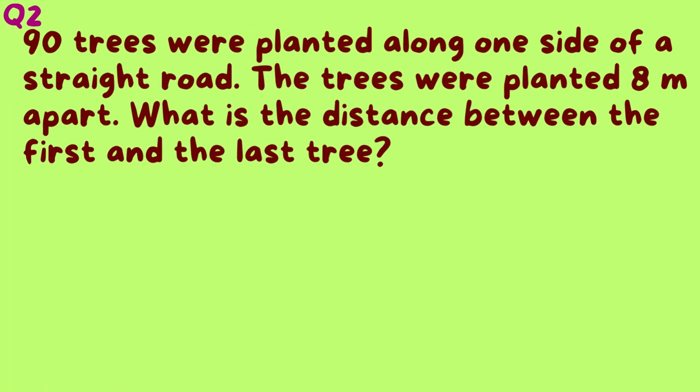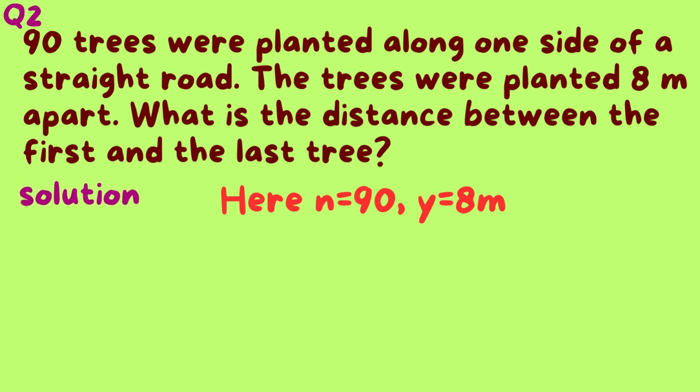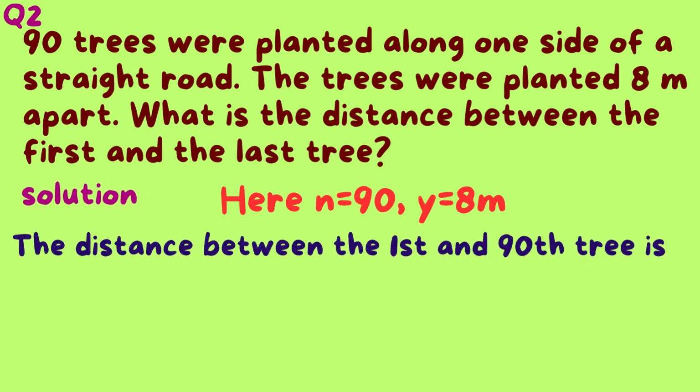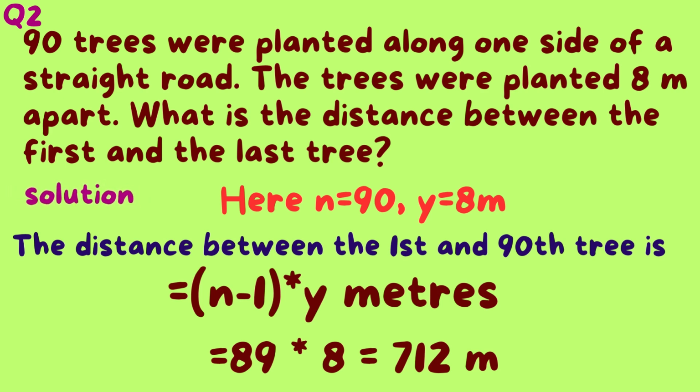Now, question number 2. 90 trees were planted along the side of a straight road. The trees were planted 8 meters apart. What is the distance between first and the last tree? We will simply use the formula. n is equal to 90 here. Y is equal to 8 meters. So, the distance between the first and the 90th tree is n minus 1 into y. N here is 90. So, it is 90 minus 1 into y here is 8. So, it is 89 into 8 will give us 712 meters.